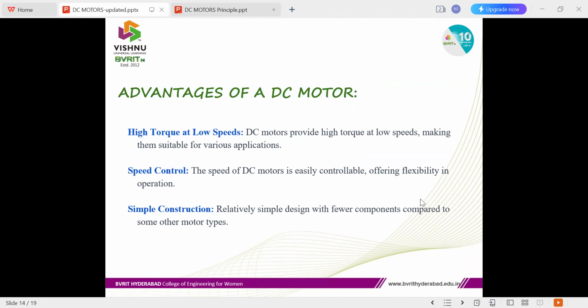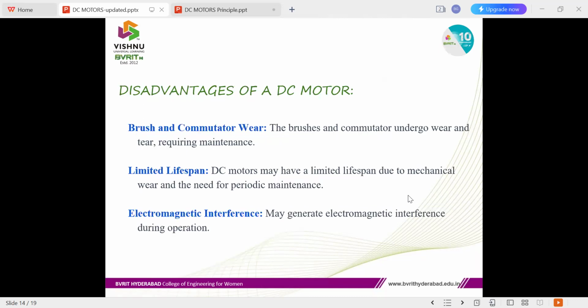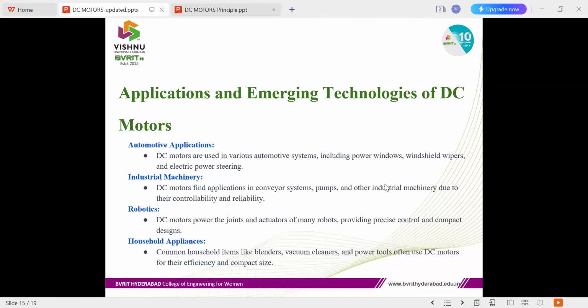The advantages of the DC motor are that it has high torque at low speed, speed is easily controllable, there is flexibility, and it is simple in design with very few components. The disadvantages are due to the presence of the brushes and the commutator. They go through wear and tear, so frequent maintenance is required. The DC motor has a limited lifespan due to mechanical wear, needs periodic maintenance, and may generate electromagnetic interference during operation.